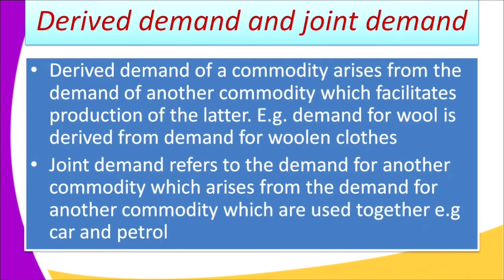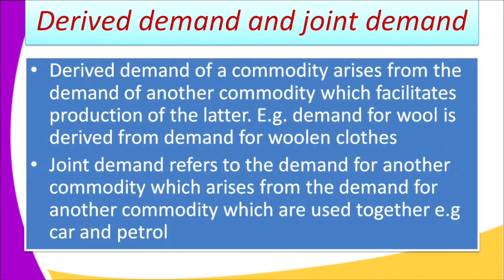Now, we've looked at the factors that affect demand, and we have seen that all factors affecting demand can either increase or decrease the demand of a product. And let's now look at the relationship between derived demand and joint demand. Derived demand is demand of a commodity that arises from the demand of another commodity, which facilitates the production of the latter.